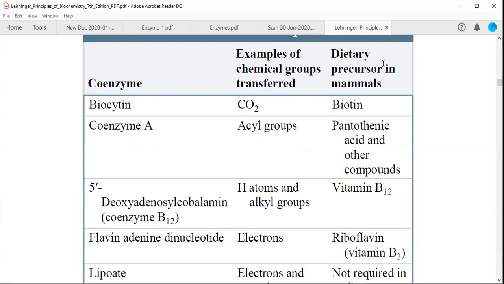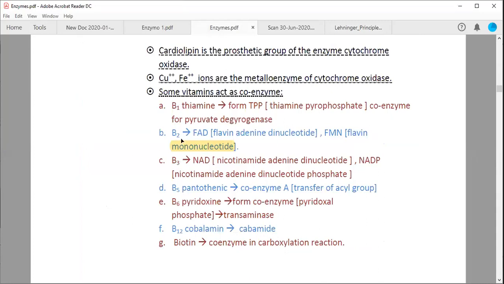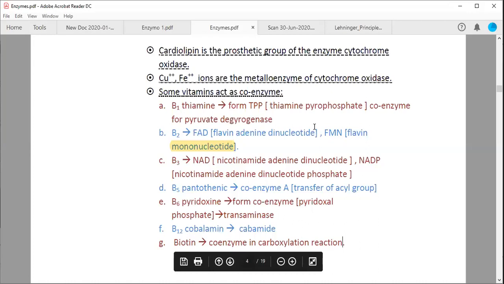First of all, we need some dietary precursors required in mammals. These are called vitamins, biotin for example. And one thing, if you have noticed from this particular PDF, is that most of the coenzymes are vitamin B complex. There are other vitamins also, vitamins A, D, E, K, C, but in most cases vitamin B is required as coenzyme or cofactor.